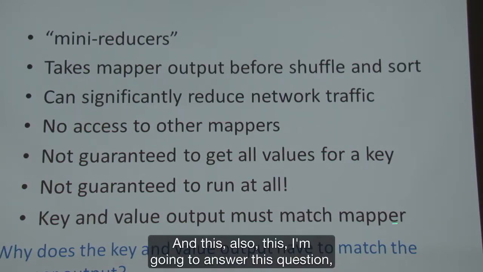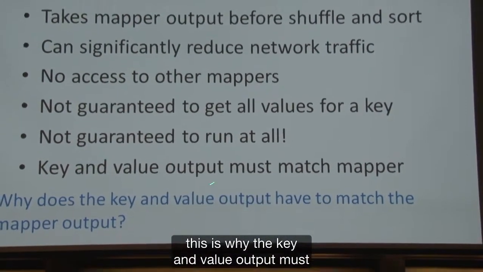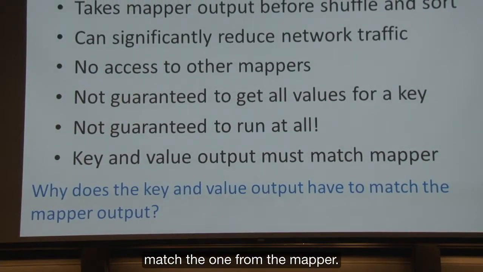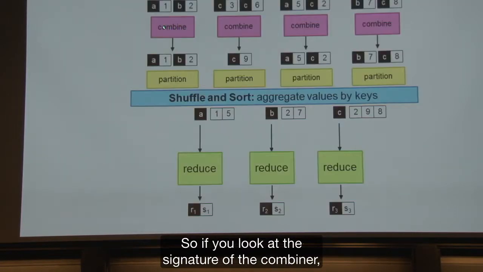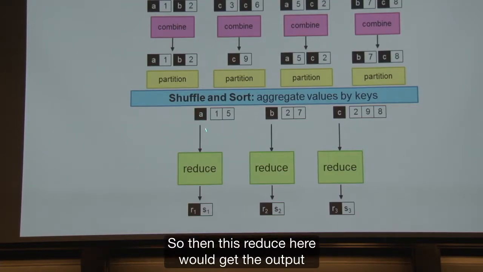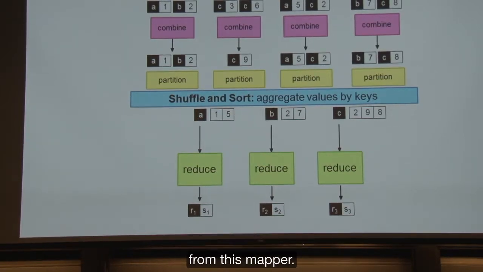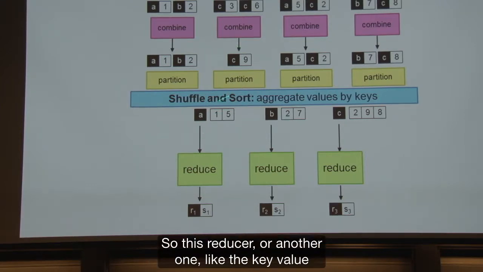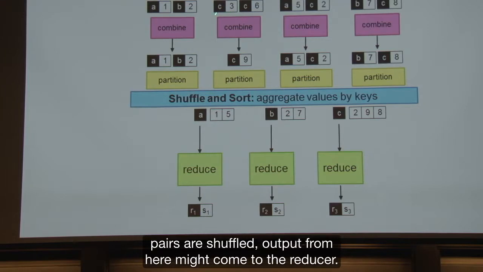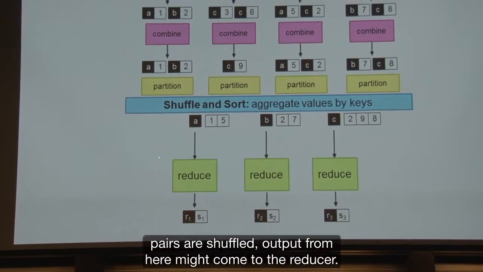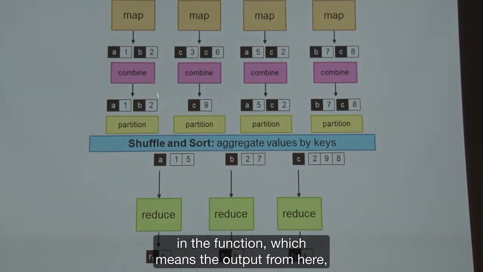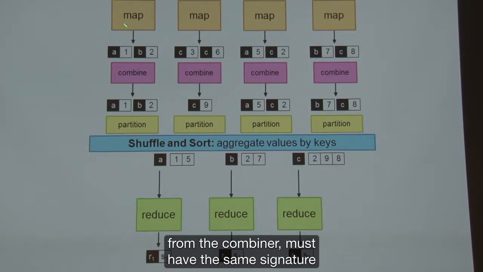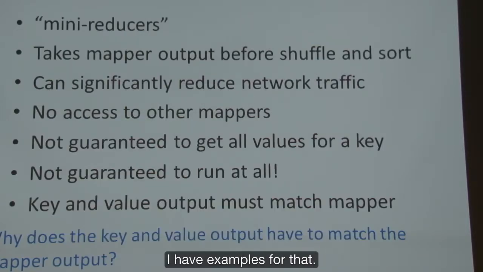This is why the key and value output of the combiner must match the one from the mapper. If you look at the signature of the combiner, it might not run at all, so then the reducer would get the output from the mapper. Or it might run multiple times, so the key-value pairs are shuffled, and output from the combiner might come to the reducer. The reducer only has one signature in the function, which means the output from the combiner must have the same signature as the output from the mapper. I have examples for that.